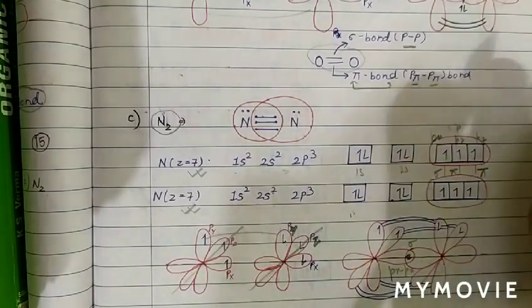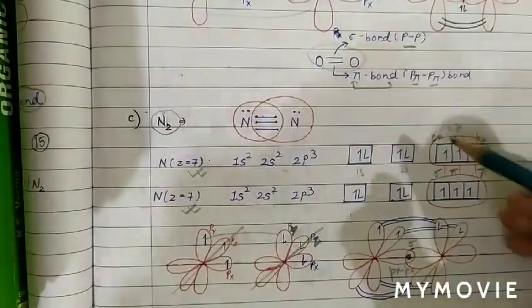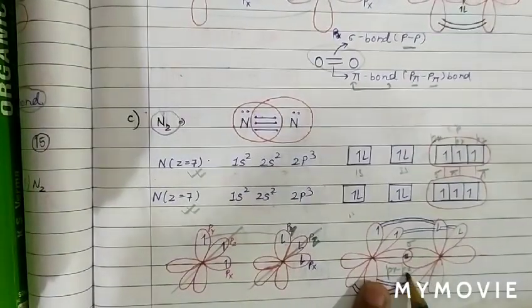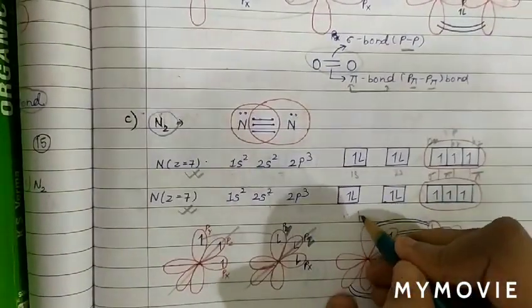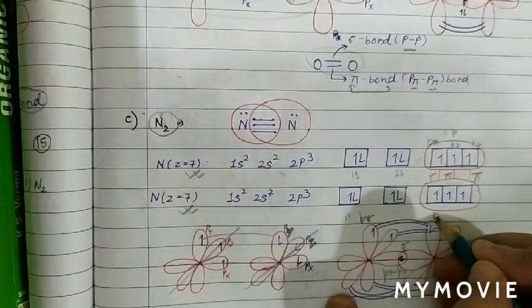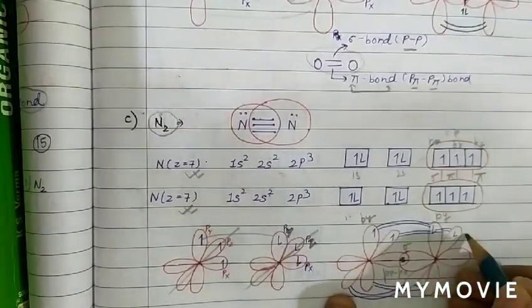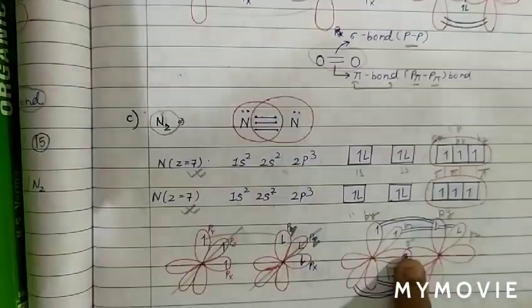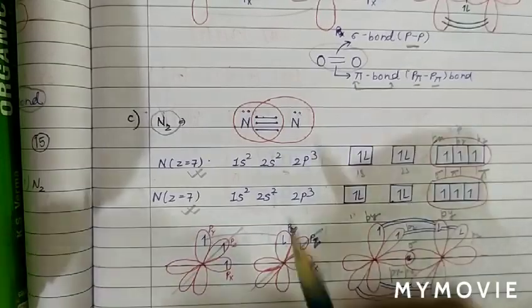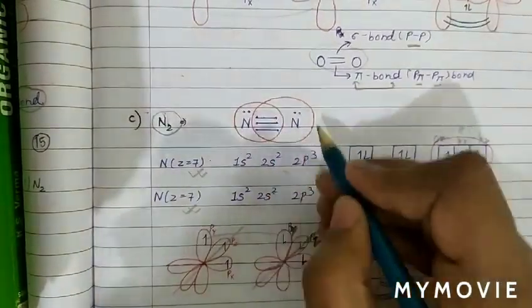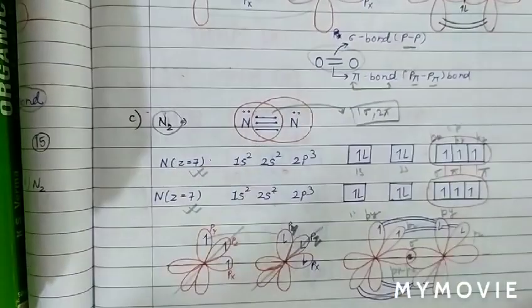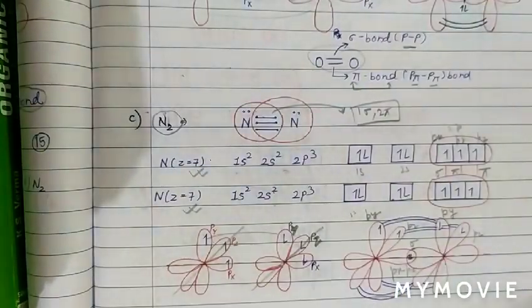So there are 3 types of overlapping. One is sigma bond formation by px overlapping, one is pi bond formation through py overlapping, and one is again pi bond formation through pz overlapping. So one head-on overlapping and 2 sideways overlapping. Therefore, the bonds formed are 1 sigma and 2 pi in the N2 molecule according to VBT.